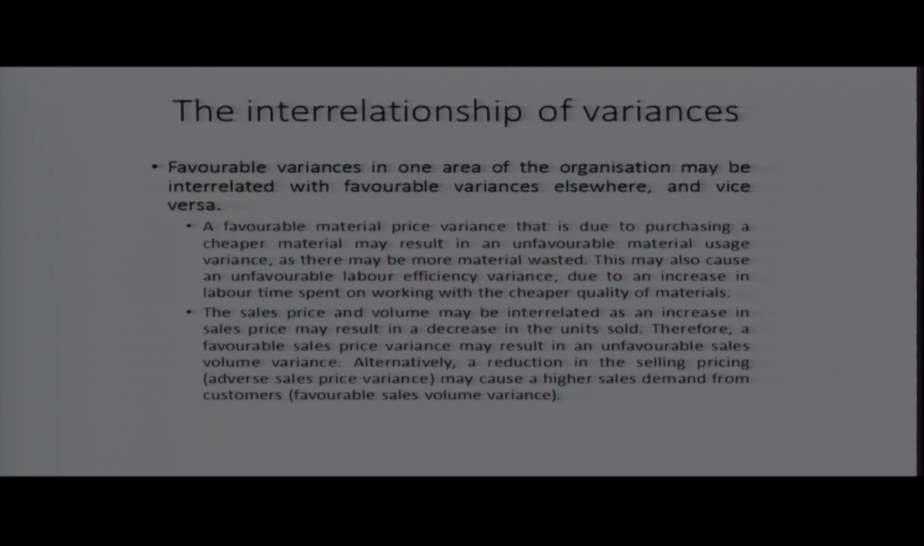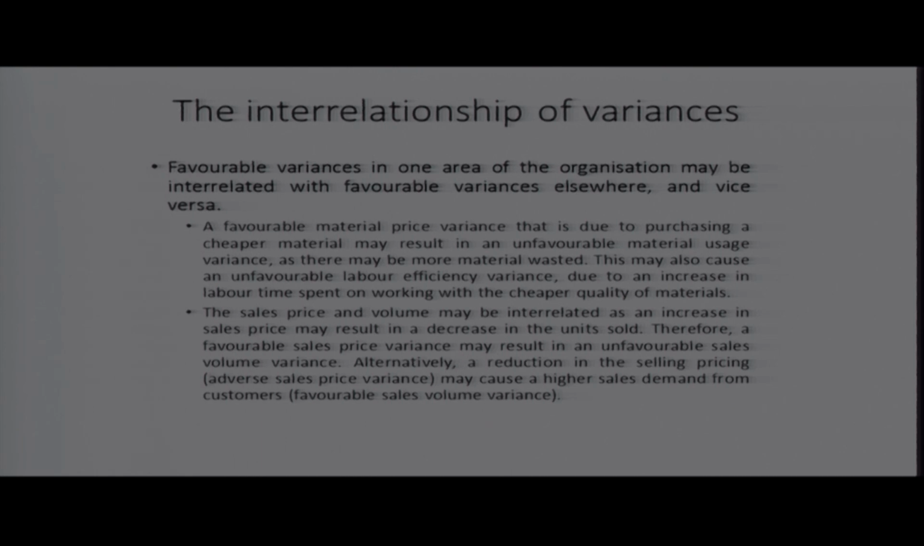The interrelationship of variances. A favorable variance in one area of the organization may be interrelated with a favorable variance elsewhere, and vice versa. A favorable material price variance that is due to purchasing a cheaper material may result in an unfavorable material usage variance, as there may be more material wasted. This may also cause an unfavorable labor efficiency variance due to an increase in labor time spent on working with the cheaper quality of material.